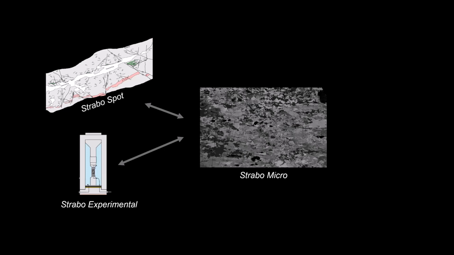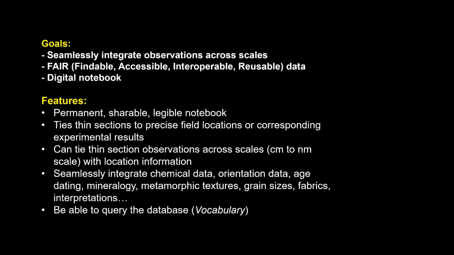The purpose of having its own app is so that we can make observations at the thin section scale, and then within the Strabo framework, quickly find out the relevant field information from StraboSpot, if it's a field sample, or the relevant experimental information, if it's an experimental sample, in order to contextualize microstructural observations. The goals in developing this software are to seamlessly integrate observations across multiple scales, all the way from the field observations down to the nanoscale observations that we make, and to make thin section observations FAIR: findable, accessible, interoperable, and reusable.